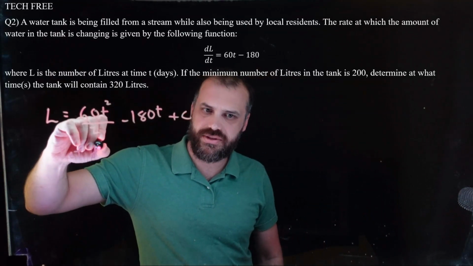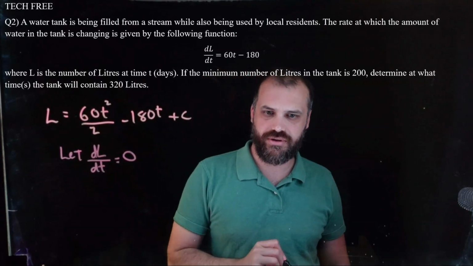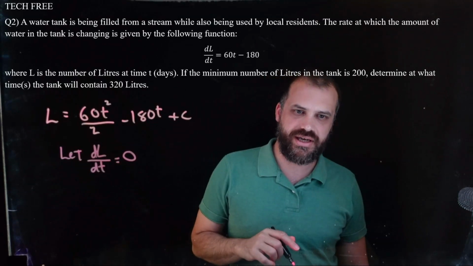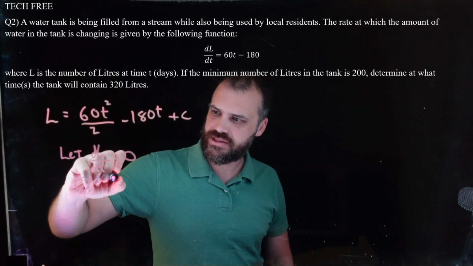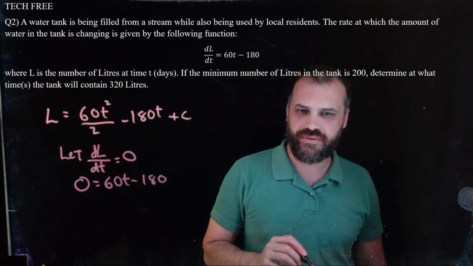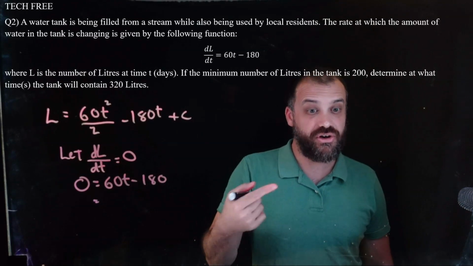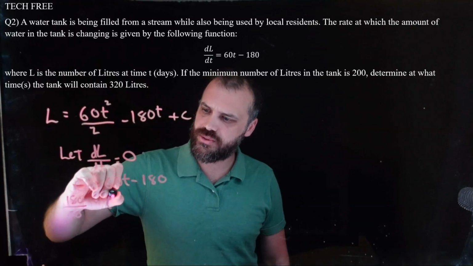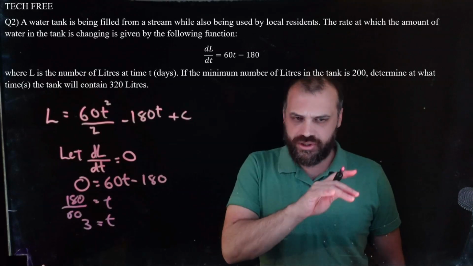Let dL/dt equal 0, right? Because at that time, we know the minimum number of litres in the tank is 200. Let's do it. 0 equals 60t minus 180. If I solve that, what am I going to have? I'm going to have time. That's interesting. All right, 180 over 60 equals t. t equals 3. All right, let's stop and interpret.